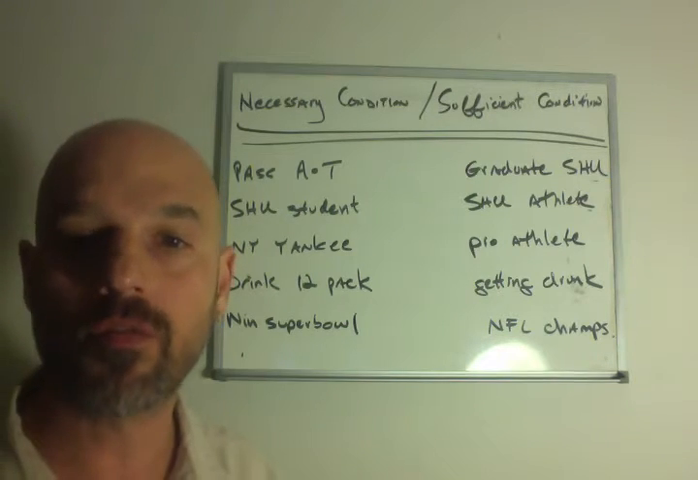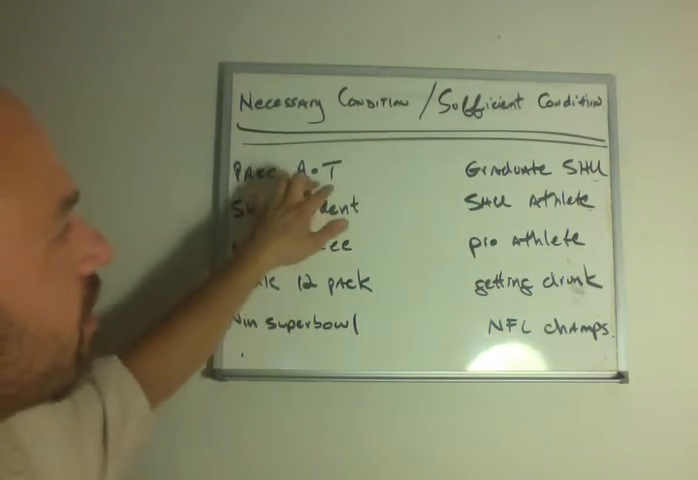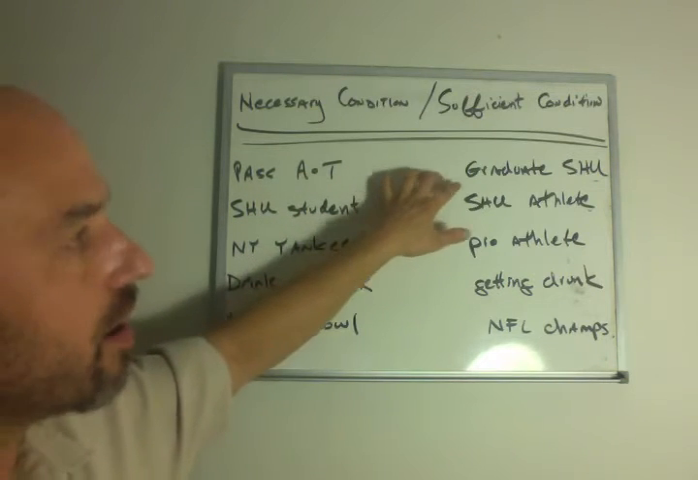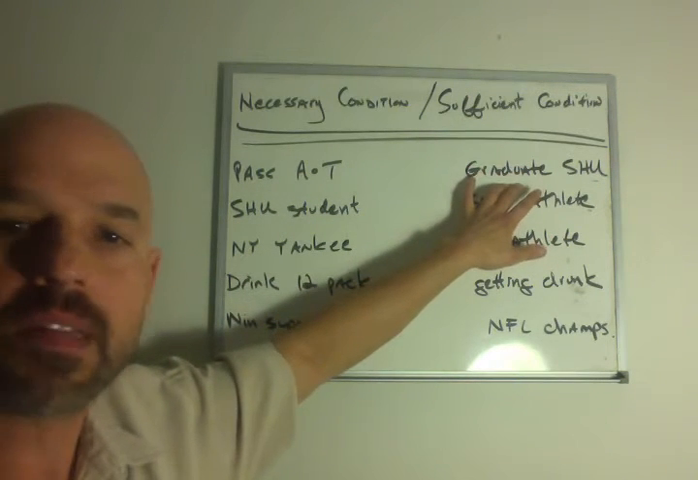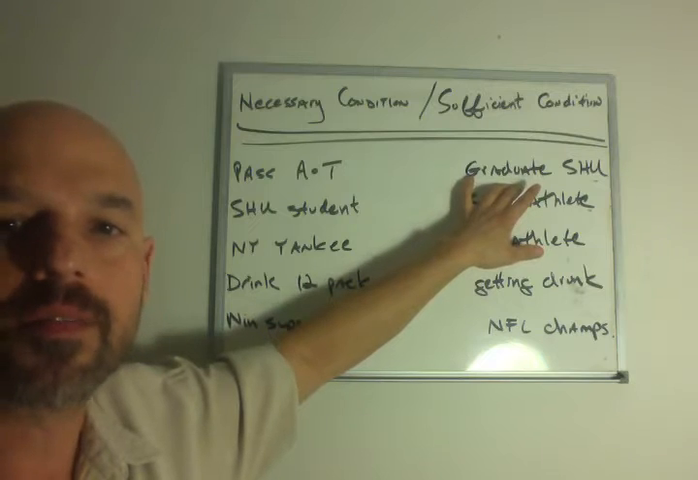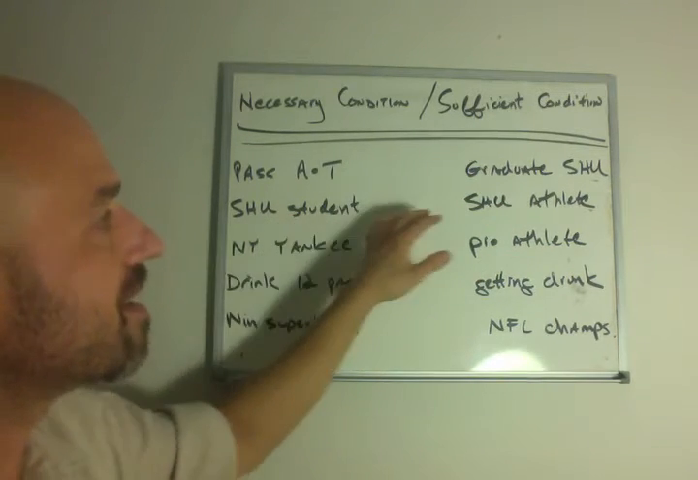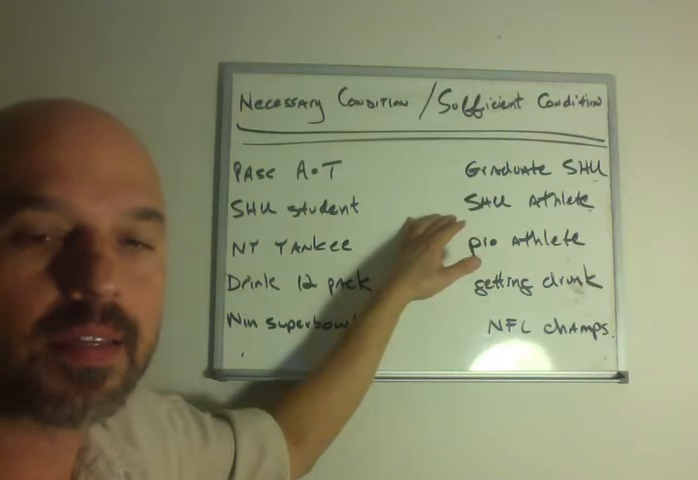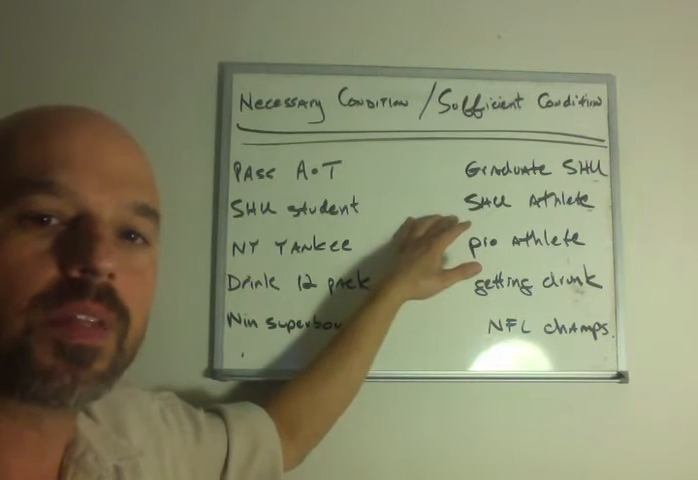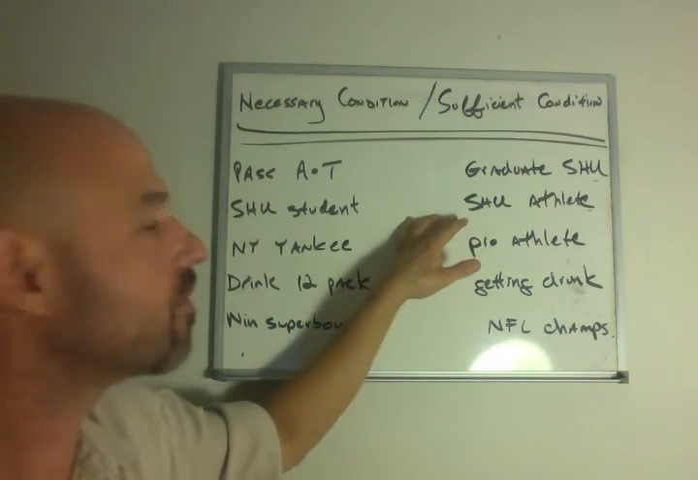Okay, so let's review these four things again. Passing Art of Thinking is necessary for graduating Sacred Heart, but it's not sufficient. It's not enough. Being a Sacred Heart student is necessary for being a Sacred Heart athlete, but it's not sufficient. It's not enough to make you a Sacred Heart athlete.